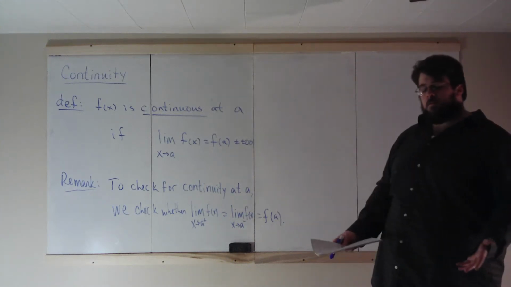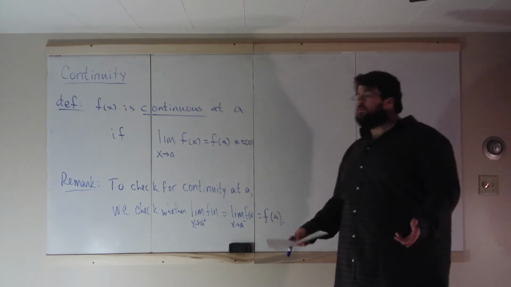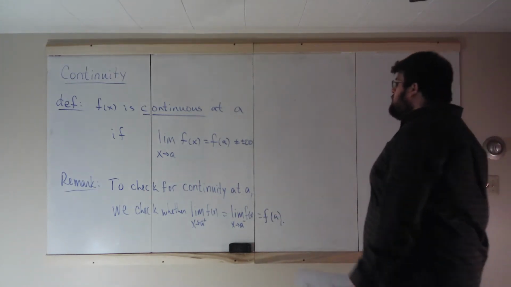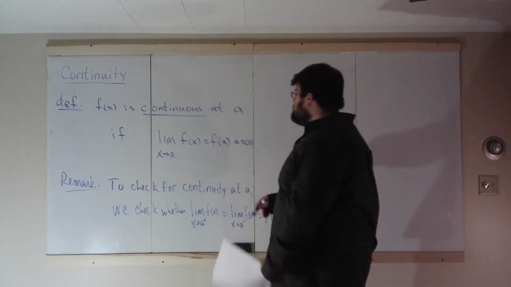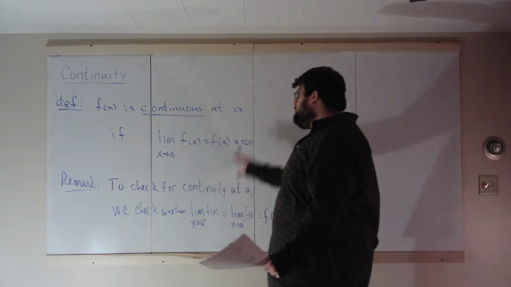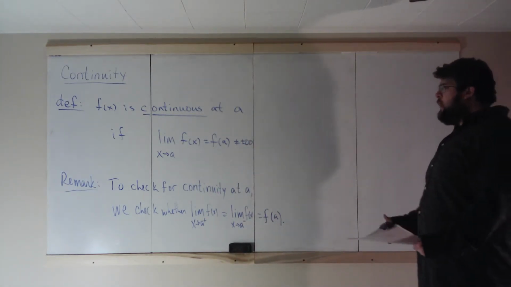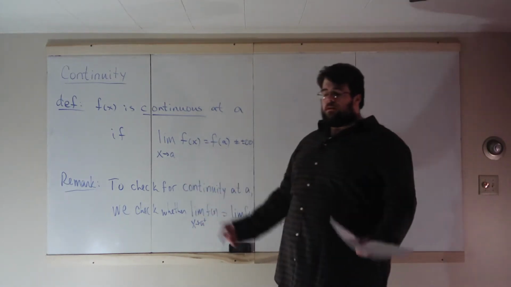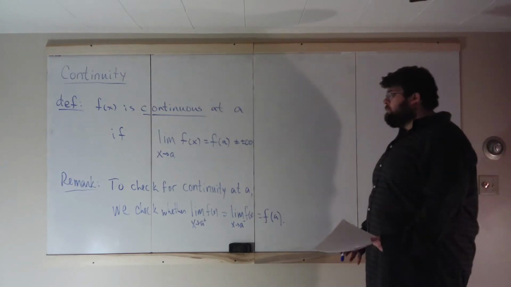Here we're going to talk about continuity and what it means for a function to be continuous. So we'll start with a definition. f is continuous at a point a if the limit as x approaches a equals f of a, and they're not infinities. So f is continuous at a point if the limit as x approaches a equals the function evaluated at that point. And we've seen many examples of this.